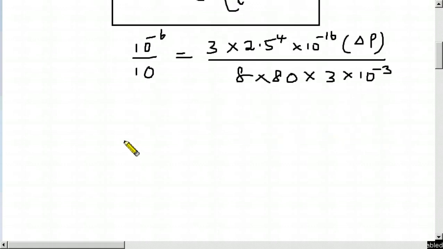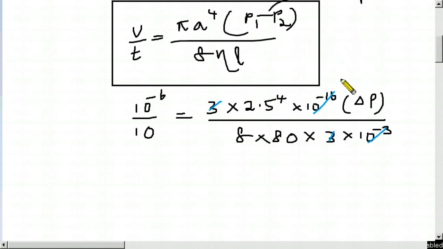So let us isolate delta P. No, before that we can simplify. 3 cancels with 3, then this power minus 3, then power minus 13, and here minus 6. When we cancel minus 6 from this minus 13, the remaining value is minus 7.